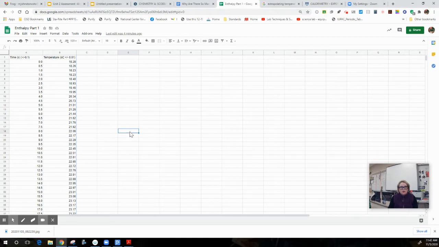So what I went ahead and did is I cut and pasted this data in here. I titled each of my columns. The first column was time with an uncertainty of plus or minus 0.1. And the second column was temperature with an uncertainty of plus or minus 0.01. So this is a great review on how to graph.